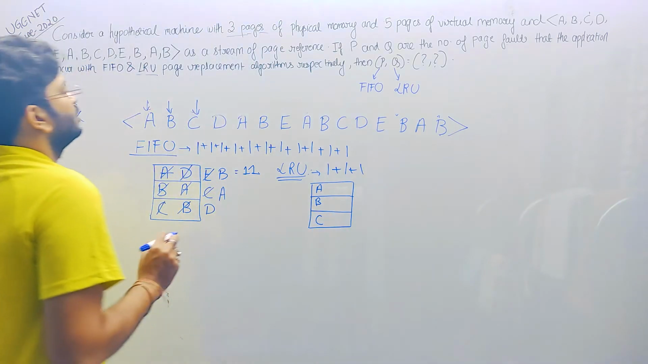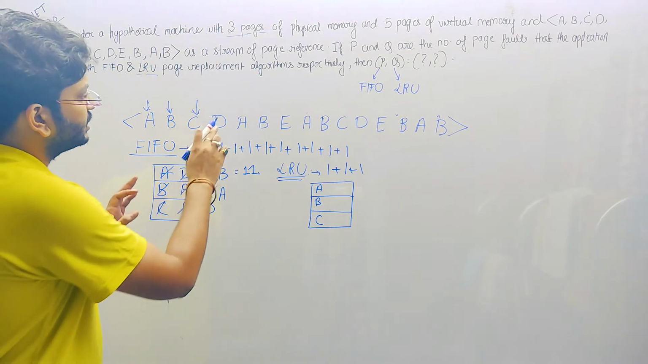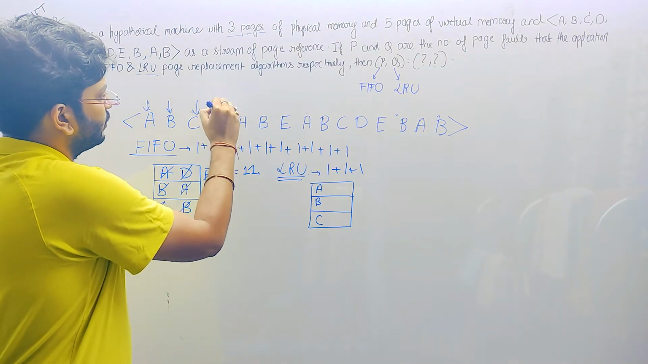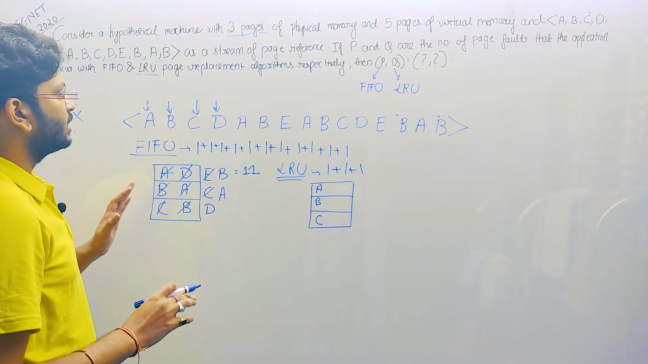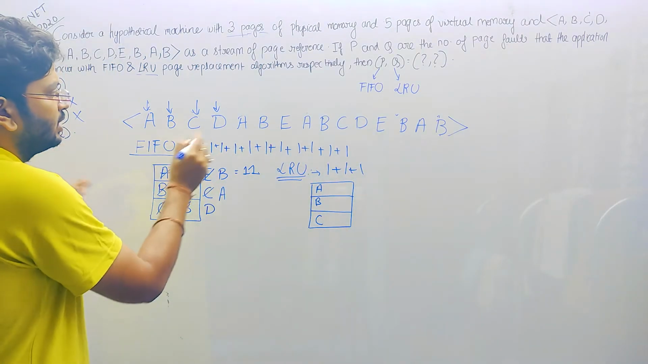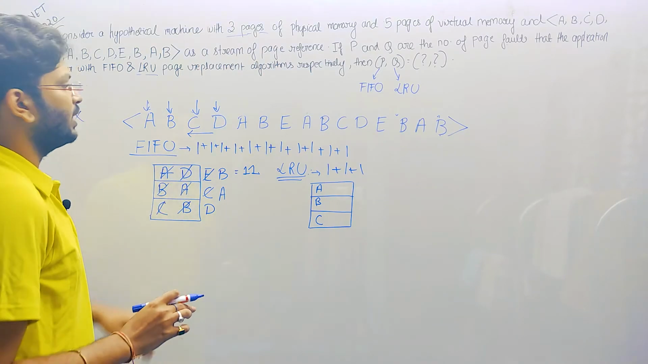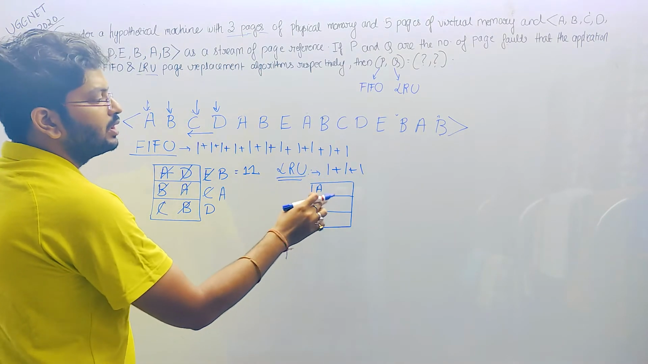Okay, now next comes D. In the case of D, I am here. Now I have to look into the past. This is the future, this is the past: the left side is the past. So I have to look into the past from the entries in this table.